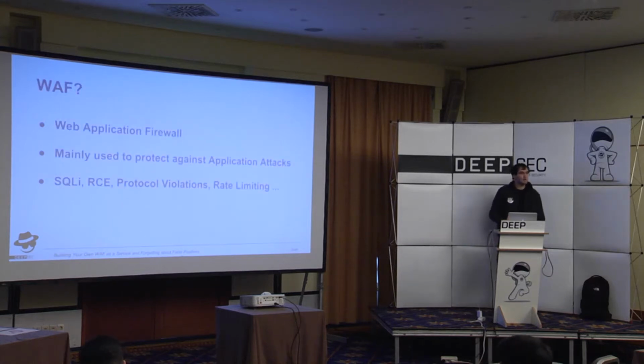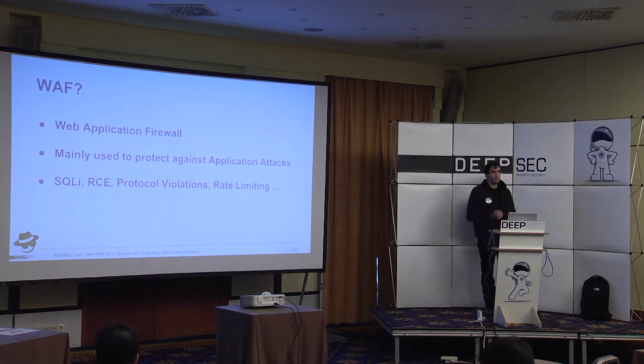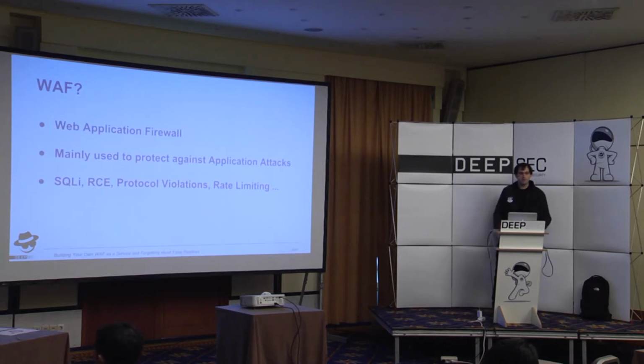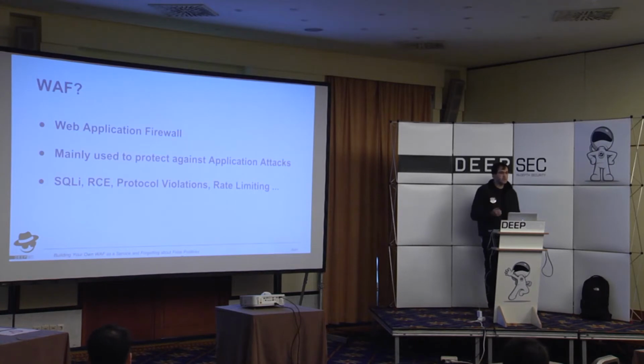But first, let's talk a bit about what a WAF is. So WAF stands for Web Application Firewall. This is mainly used to protect against application attacks. Depending on which type of WAF, you might have other types of capabilities. And when we're talking about web application attacks, you can think about SQL injection, remote code execution, HTTP protocol violations, rate limiting, that kind of stuff.